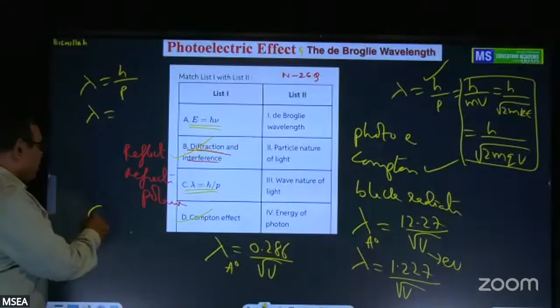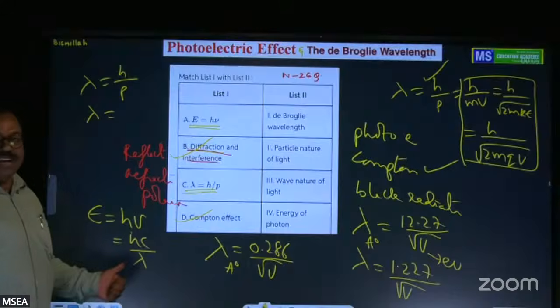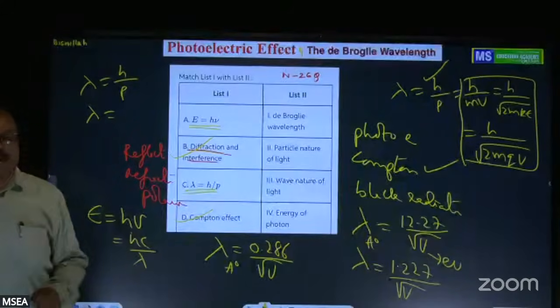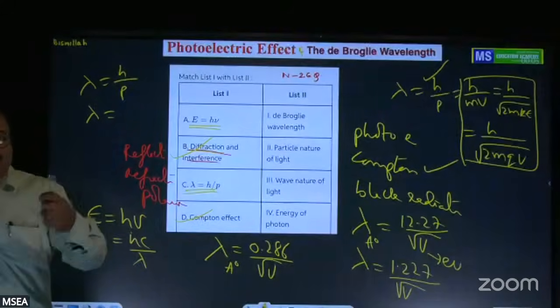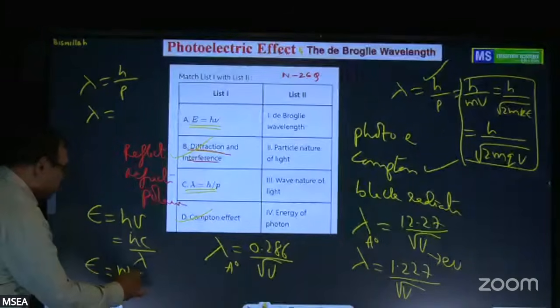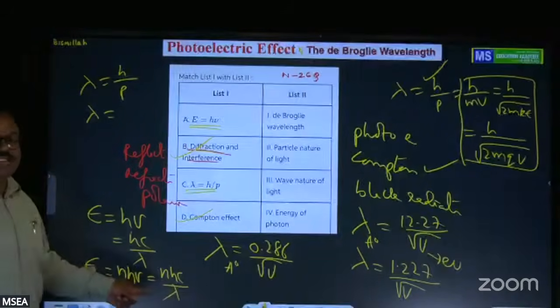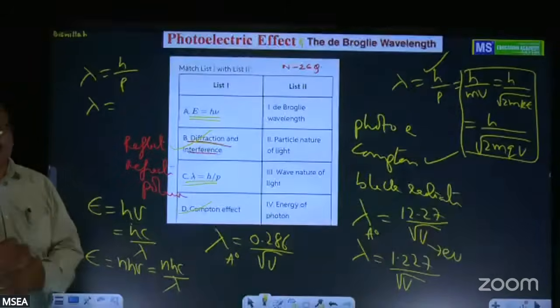So the energy of the photon is equal to h nu, or hc by lambda. This is the energy of one photon. If there are n number of photons, then what can we write? E is equal to n h nu, or n into hc by lambda. This is the energy for n number of photons.